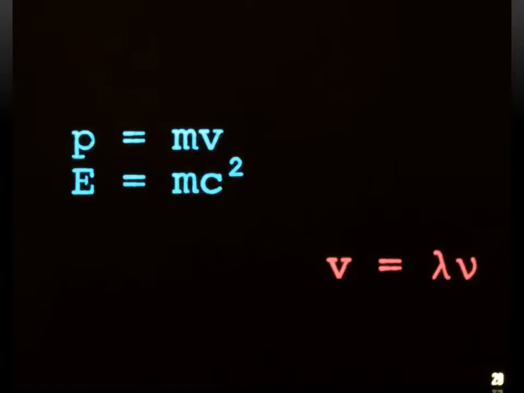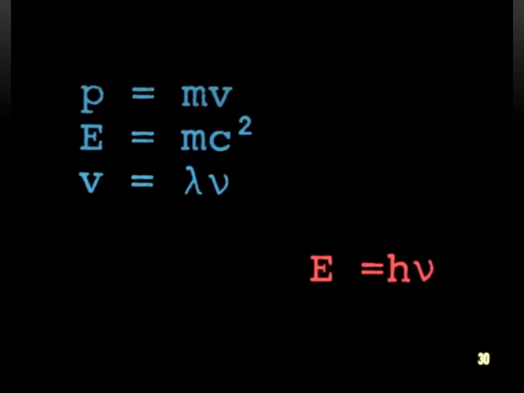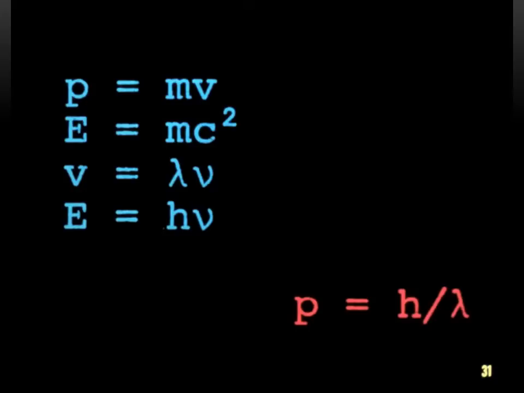Now, starting with the equation for momentum, p equals mv, the relativistic expression E equals mc squared, the relationship v equals lambda nu between the velocity v of a wave, its wavelength, lambda, and its frequency, nu, and the quantum hypothesis, E equals h nu, an equation relating the momentum of a photon to its wavelength can be derived. Specifically, the momentum p of a photon equals Planck's constant, h, divided by the wavelength, lambda.